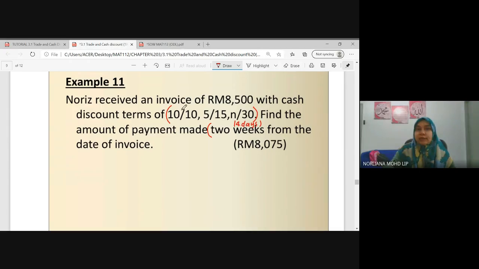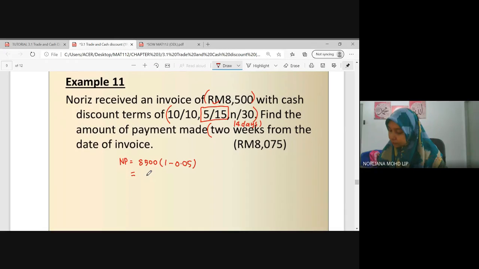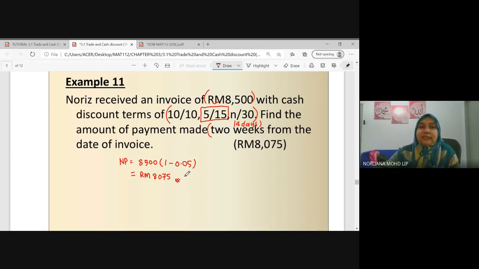Okay, so 14 days akan dapat berapa persen cash discount? 5%. Untuk 10% ni hanya hari ke 10, hari ke 11 sampai hari ke 15 dia dapat 5%. Ni hari ke 14 yang dia bayar. So kira lah. NP equal to LP, invoice 8,500, 1 minus 5%, 0.05. Okay, ada soalan? Senang je topik ni.